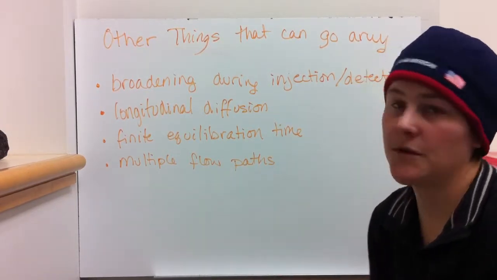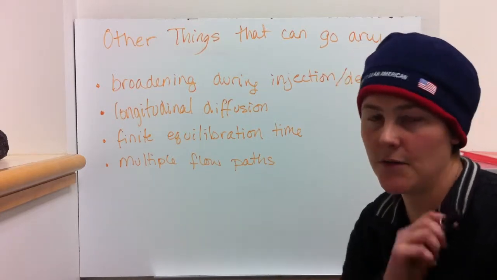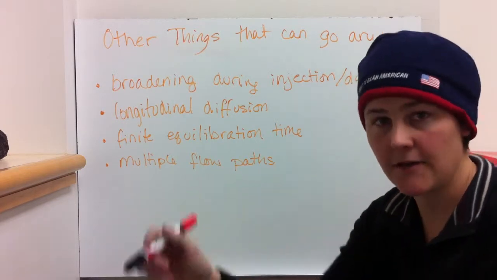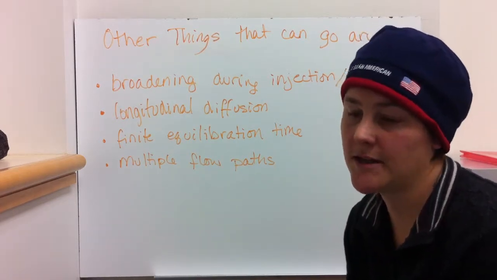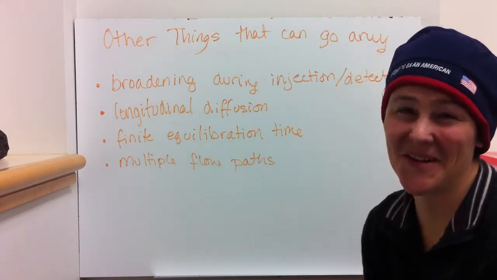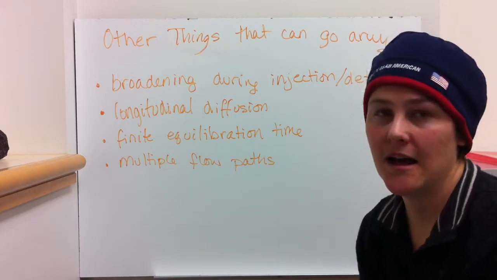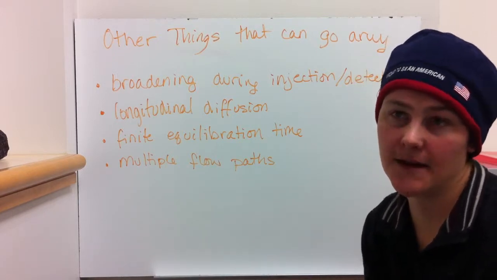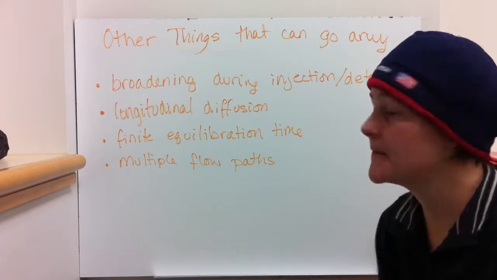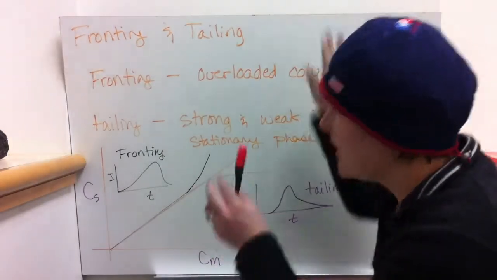And you can also have multiple flow paths that can broaden peaks, because if you take the most direct route possible, you're going to get there faster than if you take the scenic route through the column. Molecules don't know the most direct or the most scenic route through the column, but they do take different paths, and depending on how many different paths they take, it takes a different amount of time. And there are good pictures of this in your book or other places.